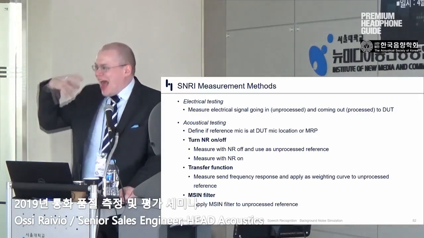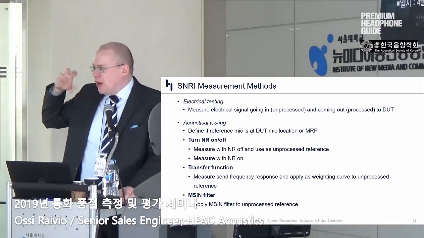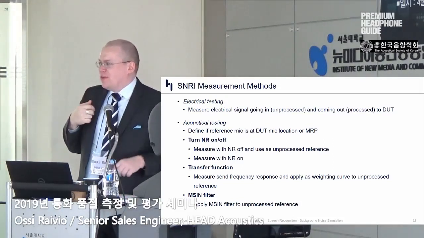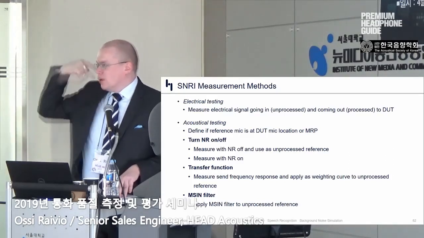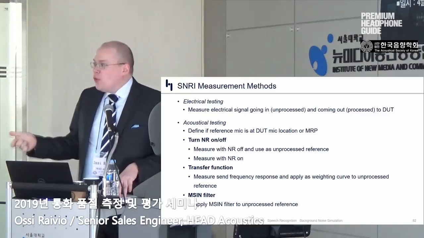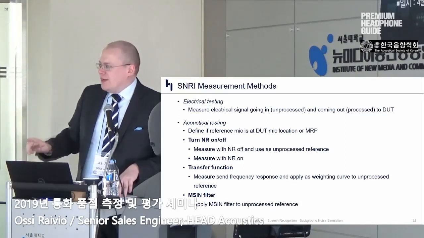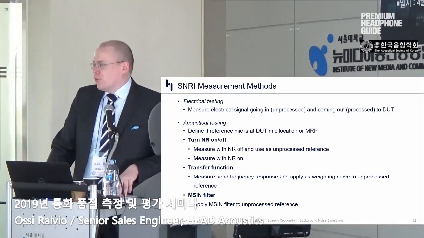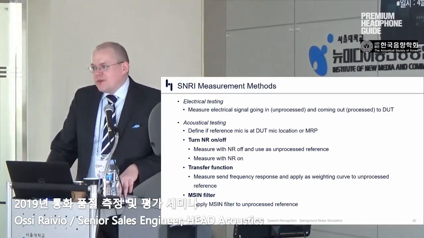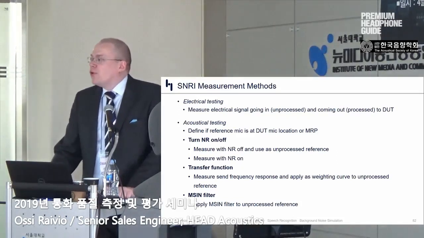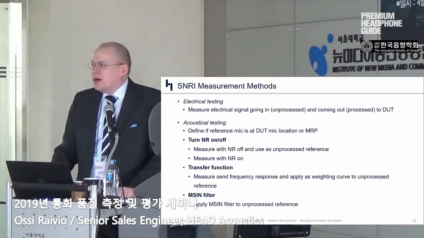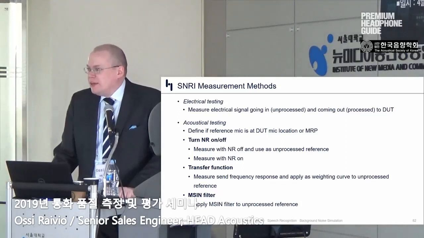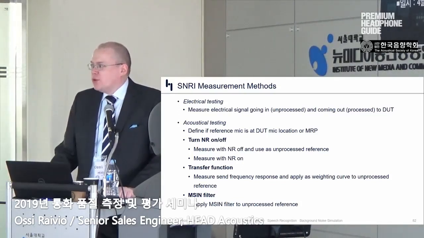So if you have access to the device, if you can modify the signal processing in the telephone, turn off the noise reduction, run one test, turn on the noise reduction, run a second test, and you can calculate the SNRI from the difference. Of course, this approach is available only for developers. If you're doing benchmarking, if you're comparing your product or your algorithm with competitors, you might not have the choice to turn off and on the noise reduction.